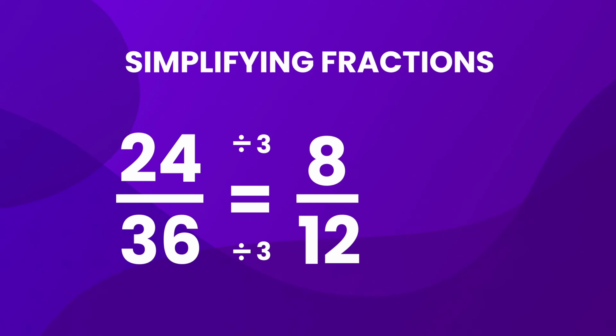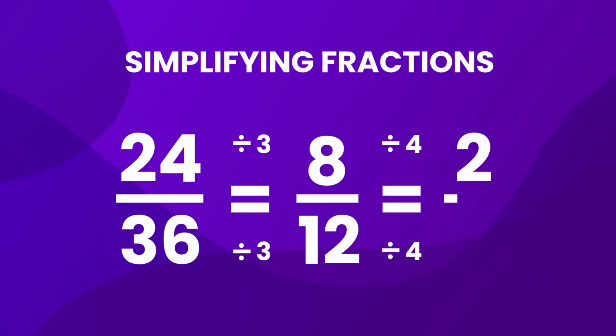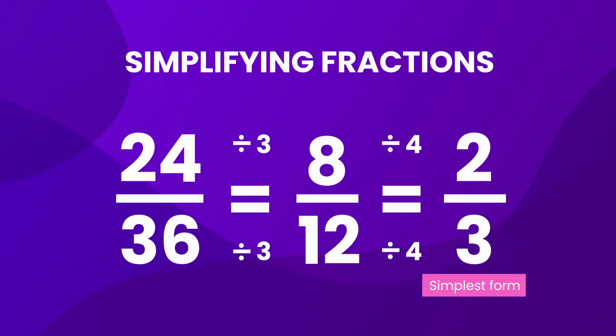But you may have noticed that we can simplify this fraction again. Why? Because 8 and 12 can be divided by 4. 4 is one of their common factors. So we divide the numerator and the denominator by 4, and we get 2/3. Now, 2 and 3 have no common factors apart from 1, so we can't simplify this fraction anymore. So 2/3 is what is called the simplest form of the fraction 24/36.